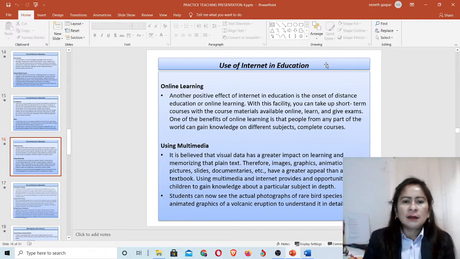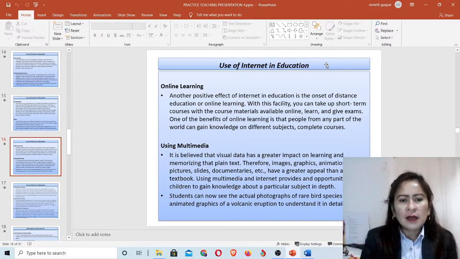Online learning. Another positive effect of the Internet in education is distance education or online learning. With this facility, you can take up a short-term course with the course materials available online, learn, and give exams. One of the benefits of online learning is that people from any part of the world can gain knowledge on different subjects and complete courses.